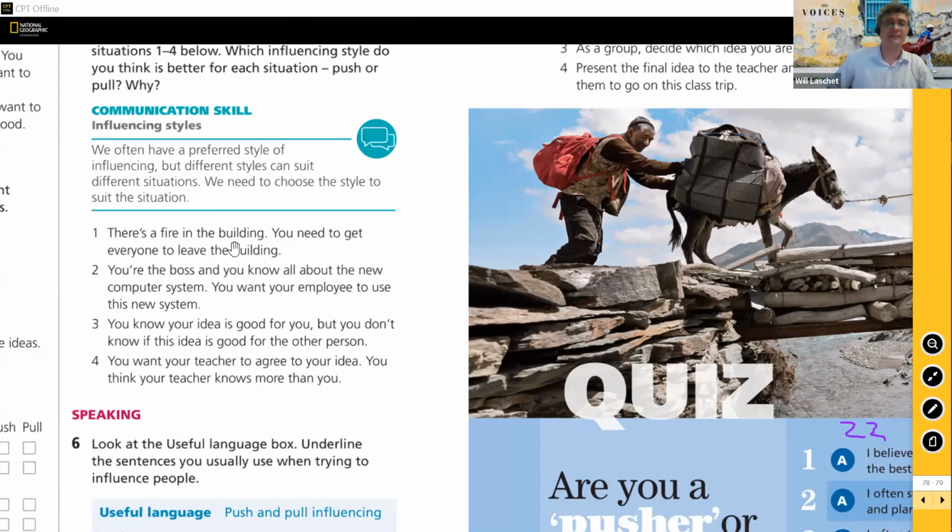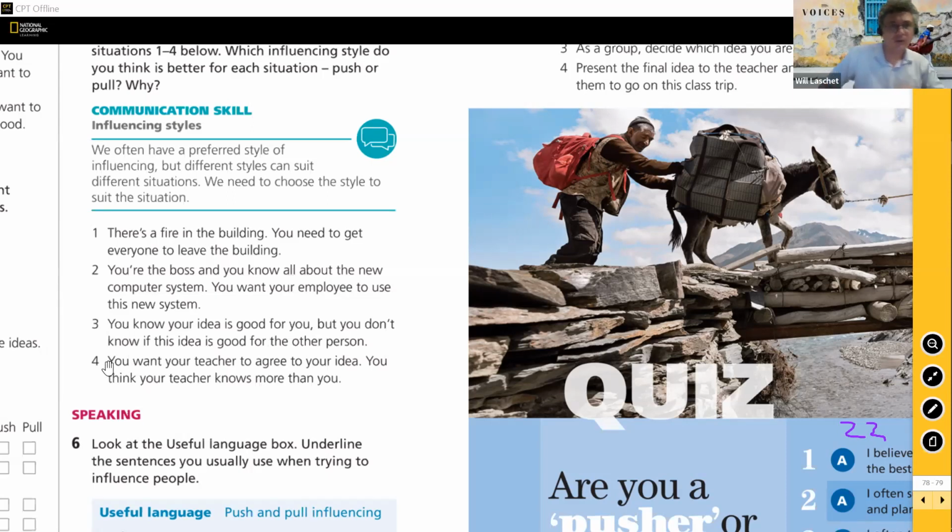So number one, it says there's a fire in the building. You need to get everyone to leave the building. Okay, so first I want to ask you, what type of influencing is this? There's a fire. You need to get everyone out of the building. So it's definitely push. Why is it push influencing? It's an emergency, so there's no time. There's no time to waste. There's no time for negotiating. I'm not eliciting ideas. It's just, you've got to get out now, okay? Do it safely, don't run, but you've got to get out now. So it's telling people what to do, right? This is my idea. My idea is the best. You've got to get out.